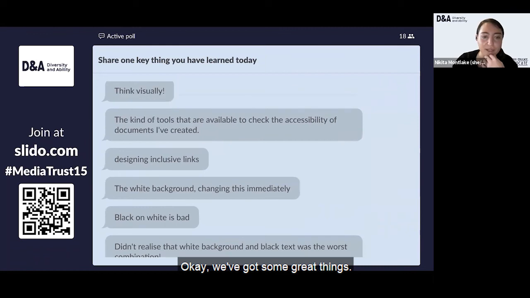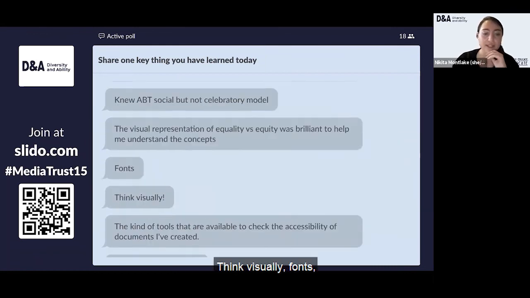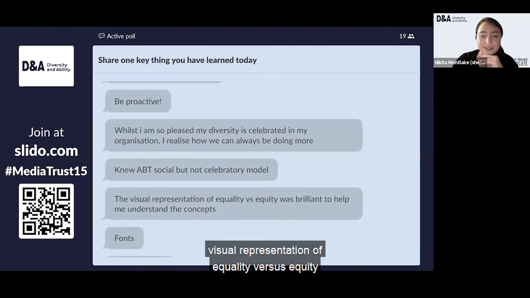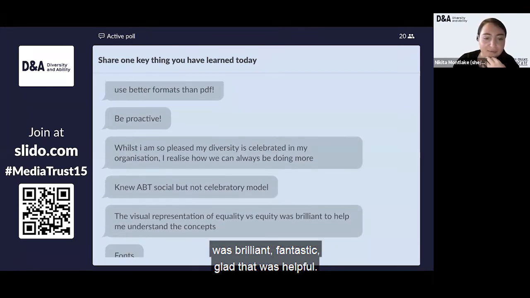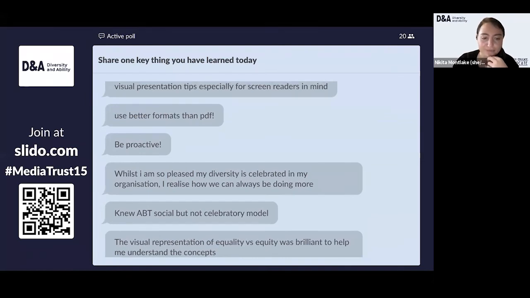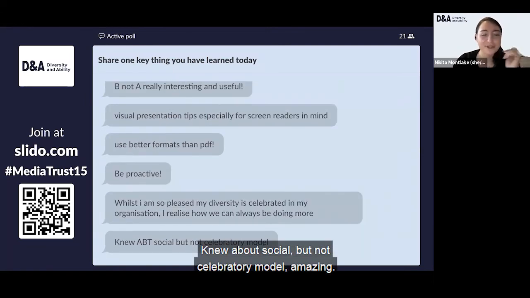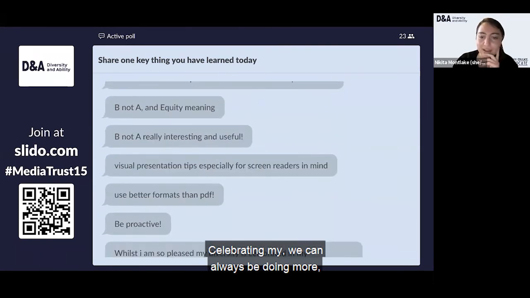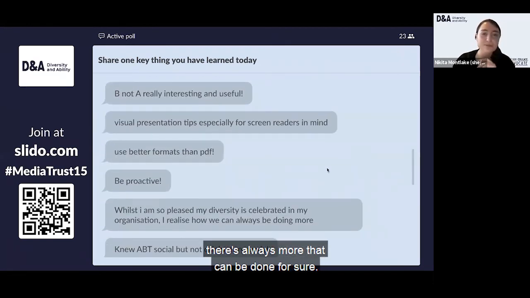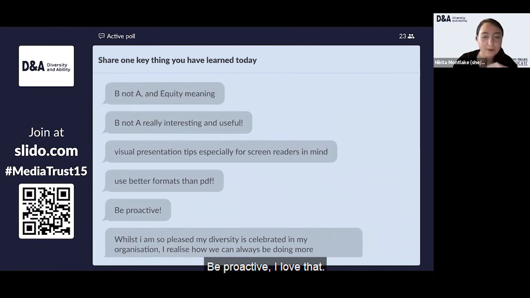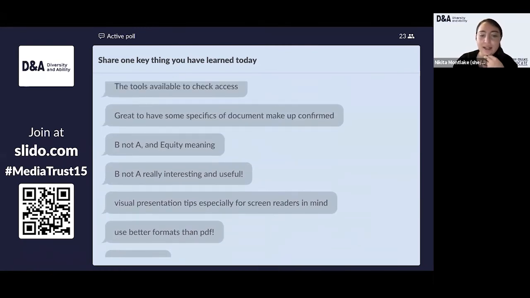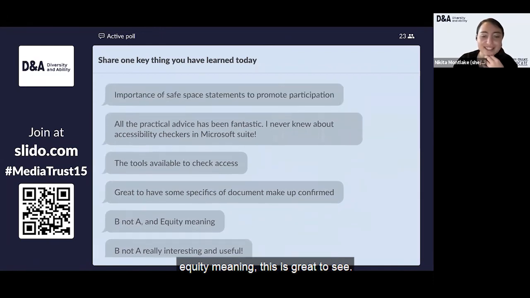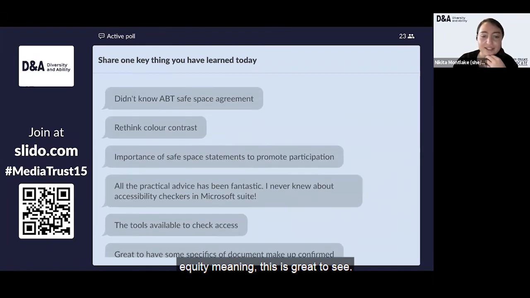Okay, we've got some great things. Think visually, fonts, visual representation of equality versus equity was brilliant, fantastic. Glad that was helpful. Knew about social but not celebratory model, amazing. Celebrating my organisation, we can always be doing more. There's always more that can be done for sure. Be proactive, I love that. Visual presentation tips, fantastic. Equity, meaning, this is great to see.